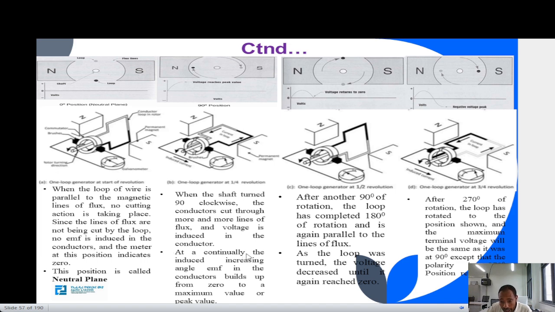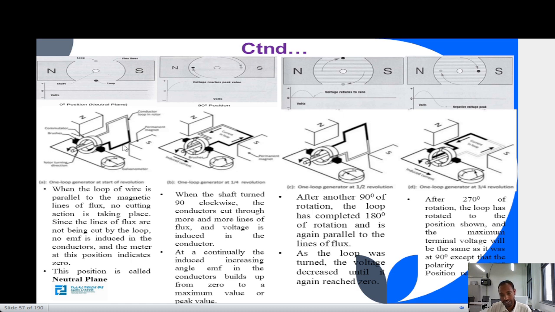At the continual end, the induced EMF in the conductor builds up from 0 to the maximum value. It means when we turn from 0 degrees to 90 degrees, we will not do it instantaneously. Obviously, we slowly shift from 0 degrees to 90 degrees, and at that time the voltage is also increasing from 0 to maximum voltage. Again, let us turn 90 degrees further.